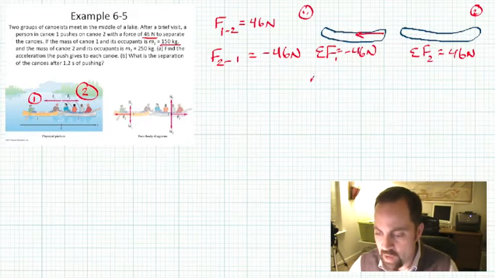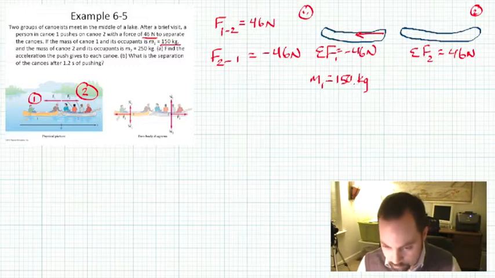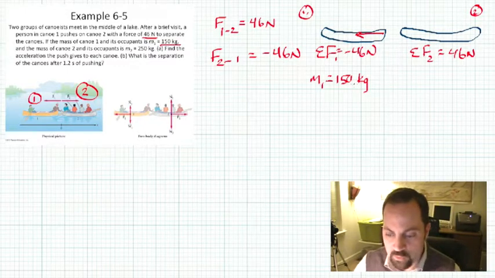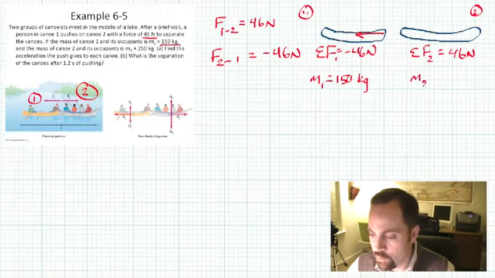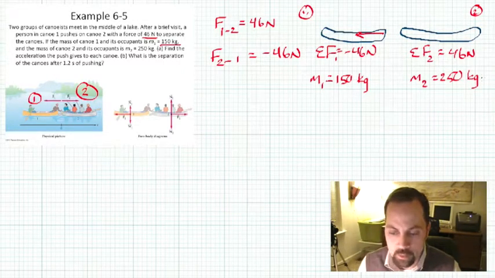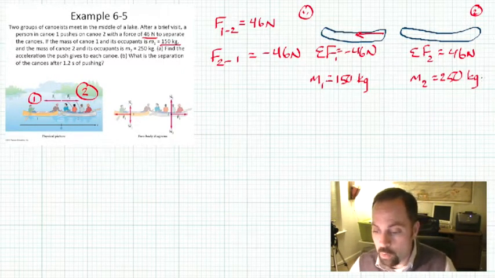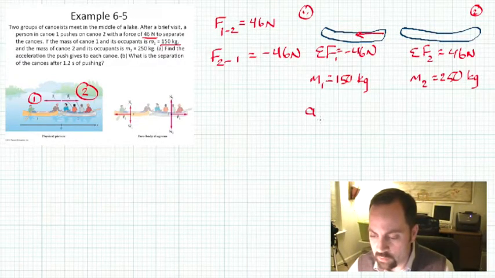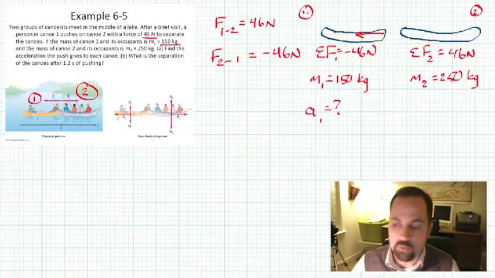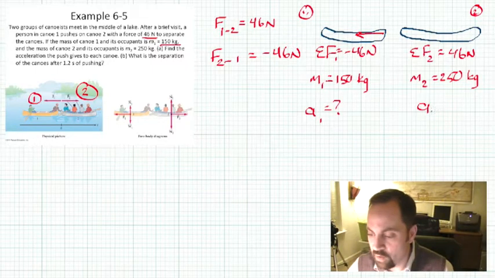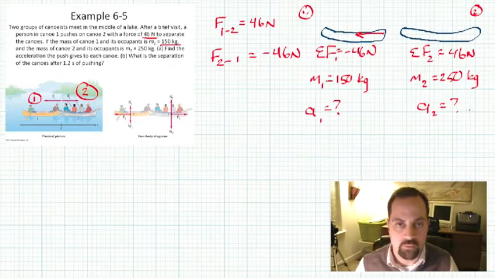I'm just going to write here. Mass 1 equals 150 kilograms. And the mass of canoe 2 is 250 kilograms. All right, so what is the acceleration of canoe 1? What is the acceleration of canoe 2?